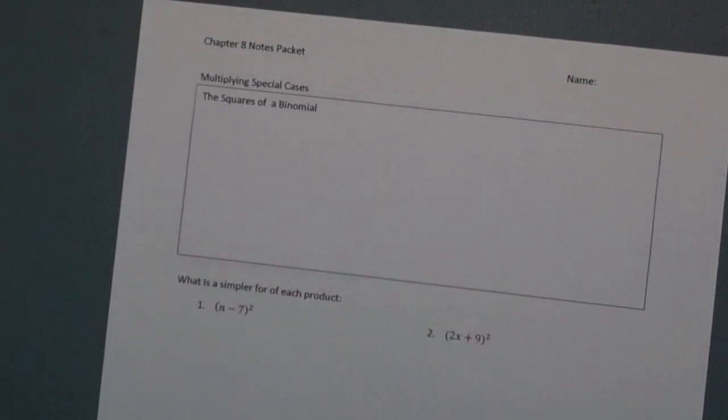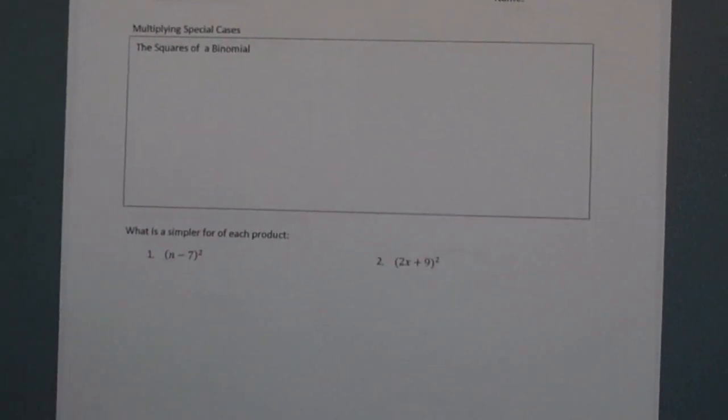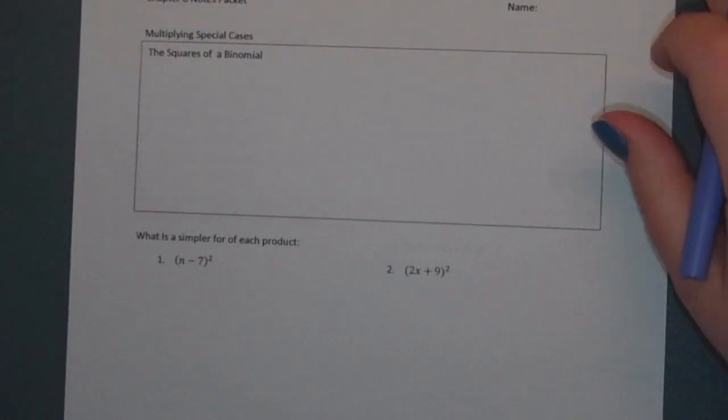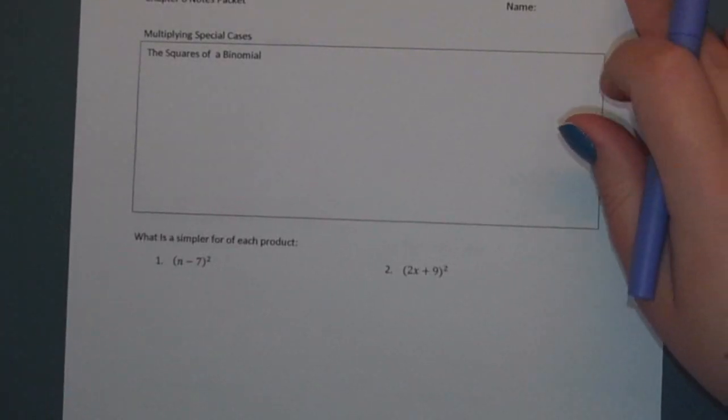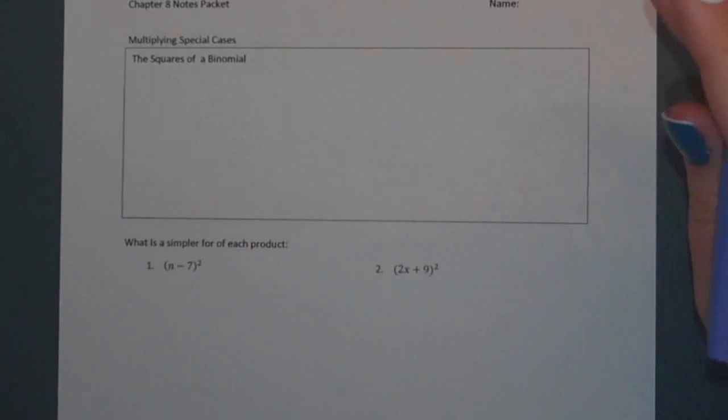Alright, in this video we're going to look at multiplying special cases of polynomial functions. So yesterday you learned how to FOIL. Today we're going to look at some of the extra special cases of foiling that are slightly different from what you would usually see. So first we got squares of binomials.